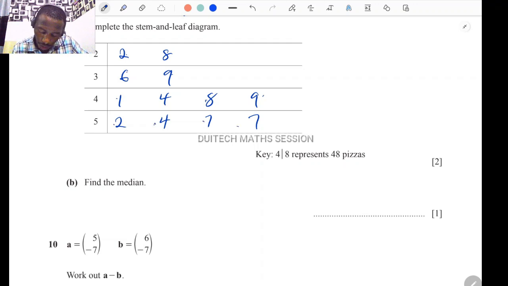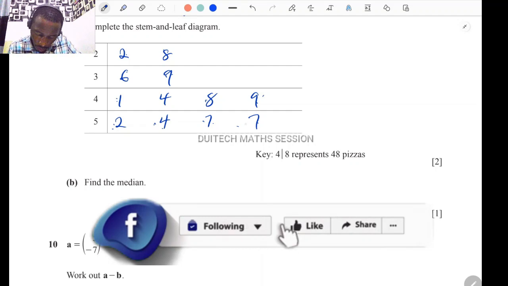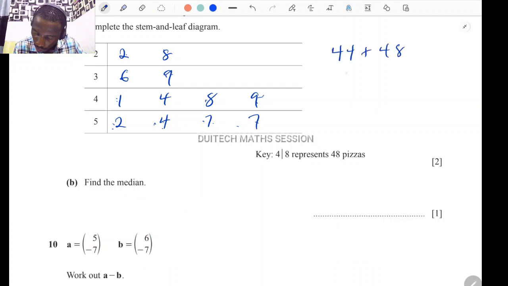Since I have 12 numbers, I count 1, 2, 3, 4, 5 from the top and 1, 2, 3, 4, 5 from the bottom, so the middle ends here. I have 44 and 48. So I add 44 plus 48, which gives me 92, then divide by 2, which gives me 46. So the answer here is 46. That's the median.